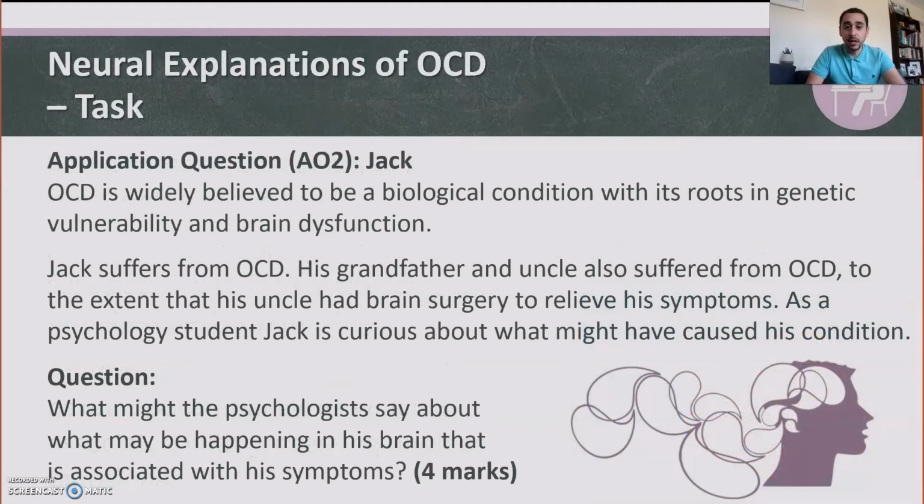Okay, again, we've got Jack. It's the same question. OCD is widely believed to be a biological condition with its roots in genetic vulnerability and brain dysfunction. Jack suffers from OCD. His grandfather and uncle also suffered from OCD to the extent that his uncle had brain surgery to relieve his symptoms. As a psychology student, Jack is curious about what might have caused his condition. Now, what might the psychologist say about what might be happening in his brain that is associated with his symptoms?